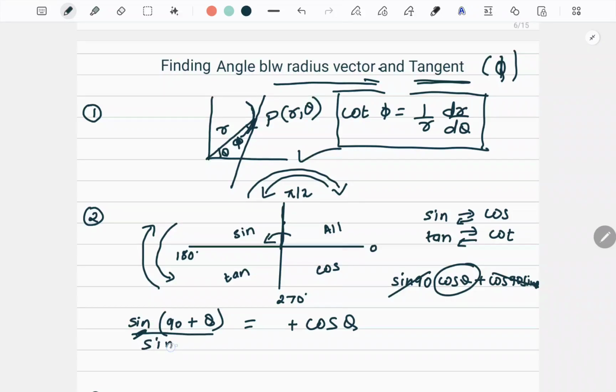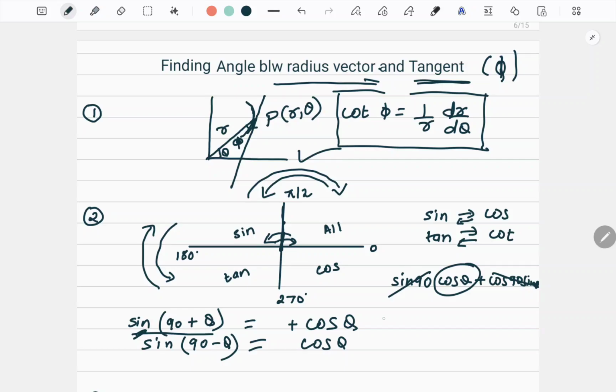Same way, when I do sin of 90 minus theta, now what is happening? I am sitting on this pi by 2 line and I am going back to the first house. In the first house everything is positive. But I am crossing the pi by 2 line. So sine will become cos, and it stays positive.